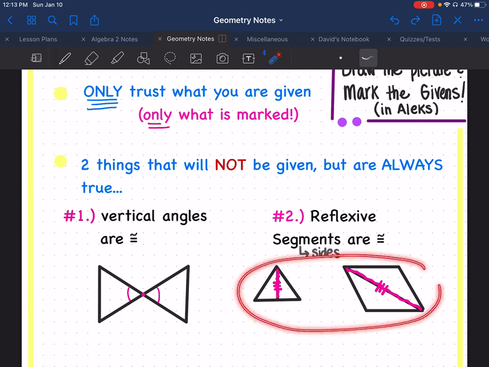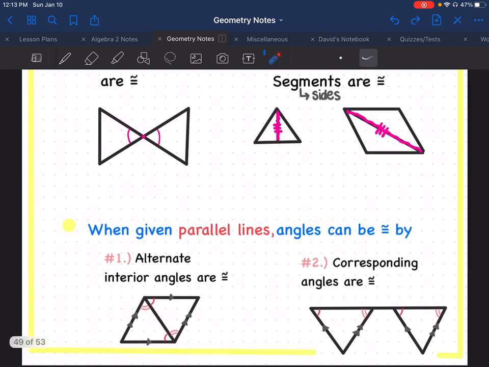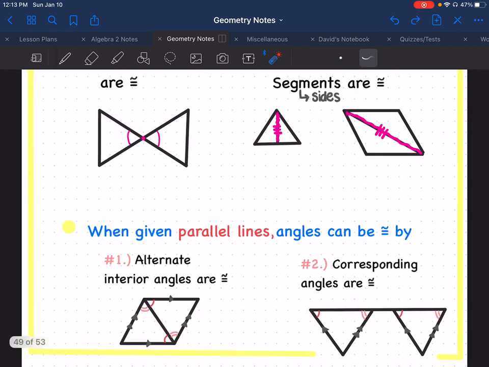And when your picture looks like either one of those, you know that you have a reflexive segment. You can use the reflexive property to say that this side is equal to itself or that side is equal to itself. One of the things we are going to see today in the last example is that when you are given parallel lines, angles can be marked as congruent. And there are 2 angle pairs that can be done.